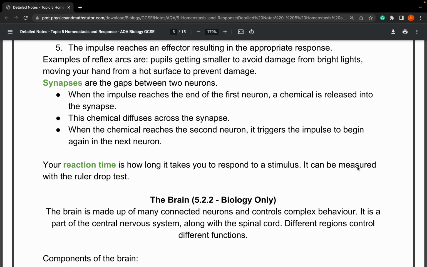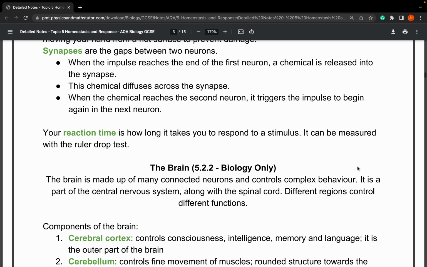Your reaction time is how long it takes for you to respond to a stimulus. It can be measured with the ruler drop test. Ruler drop test means, say for example, you are dropping a ball from here. You have to let go and hold again. If you let go here and hold again here, it's 10 centimeters, which means your reflex is 10 centimeters. If you're letting go and holding only here, your reflex is 20 centimeters. That is the ruler drop test. This is an example. And now we are going to discuss the brain.